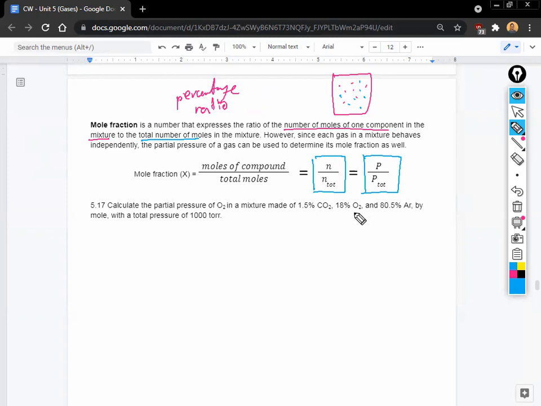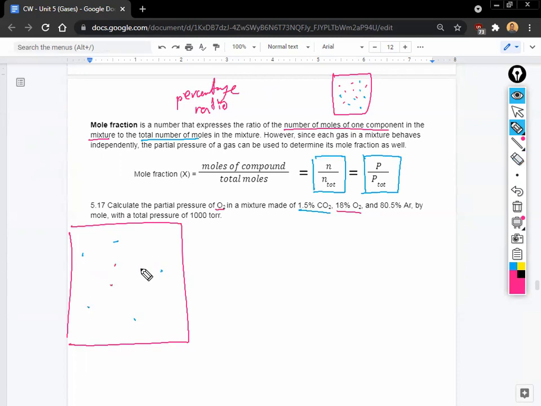Okay, so we're gonna take a look at the next problem. And so let's take a look at this one. It's telling us to calculate the partial pressure of O2, okay? So in a container, if we look at it, there's CO2. I'll do that one in blue. CO2 is blue. So we got 1.5% of the mixture is CO2.